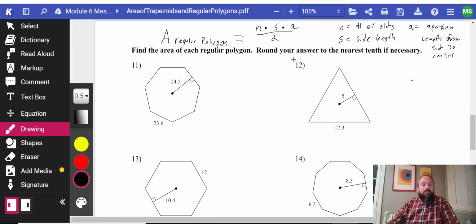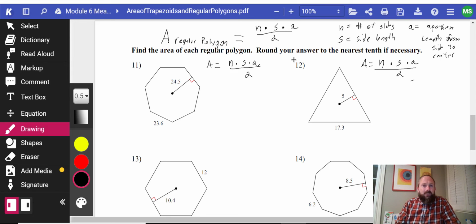All right, guys. So remember this equation. First thing you might want to do, if it's a regular polygon, is always write out the formula: A is equal to n times s times a divided by 2. You can write that every single time. Area equals the number of sides times the side length times the apothem divided by 2.